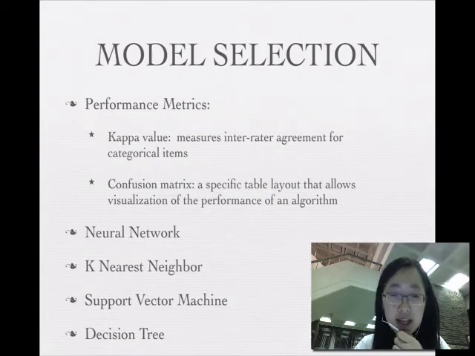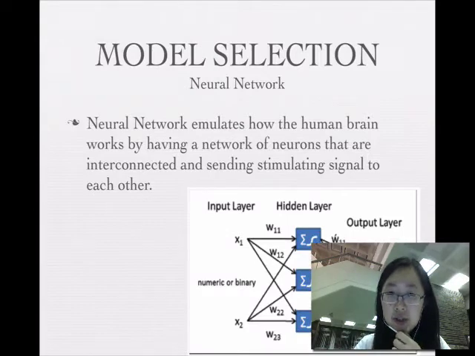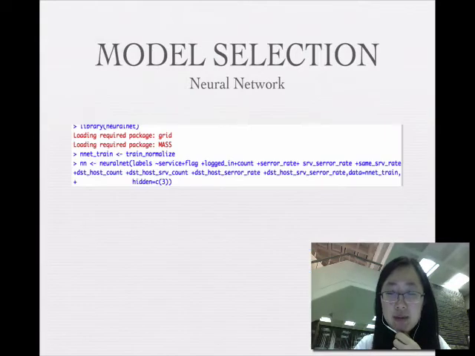And then I use the neural network model, k-nearest neighbor model, support vector machine model, and the decision tree model. The neural network model emulates how the human brain works by having a network of neurons that are interconnected and sending stimulating signals to each other. This picture shows how the neural network works. This is the code I wrote for the experiments.